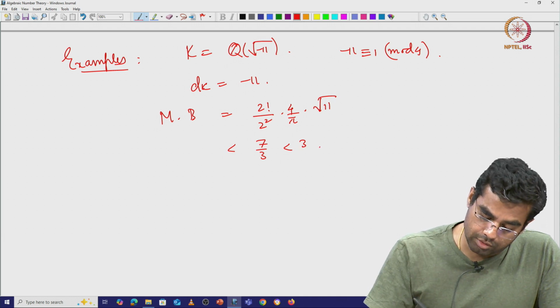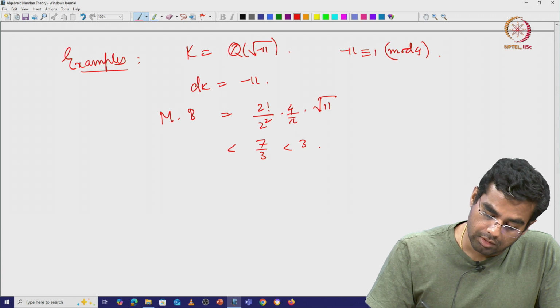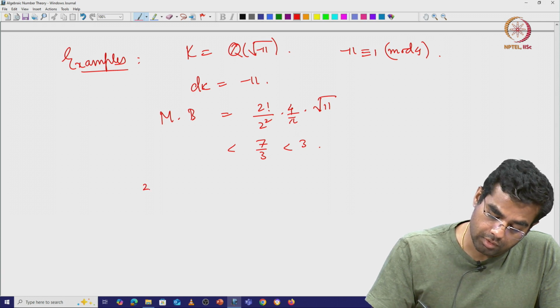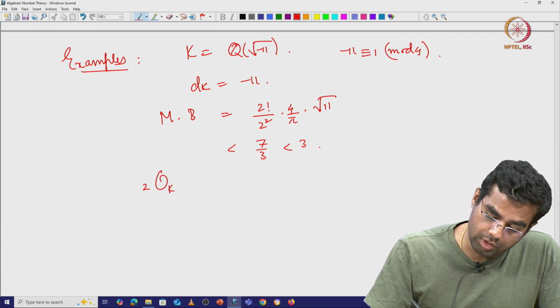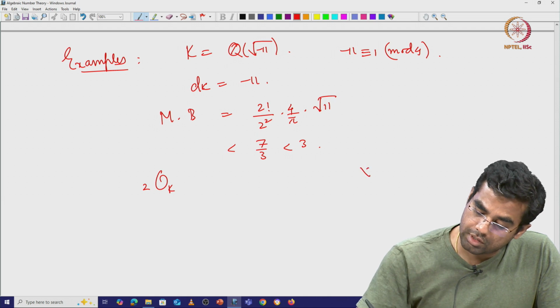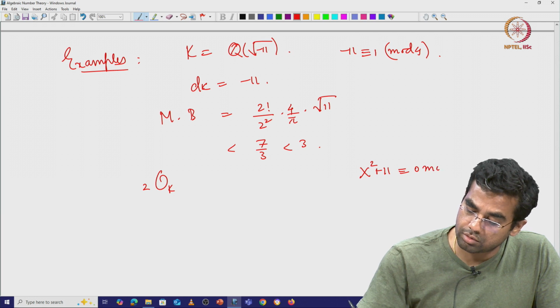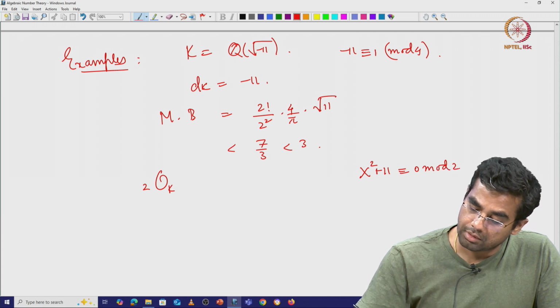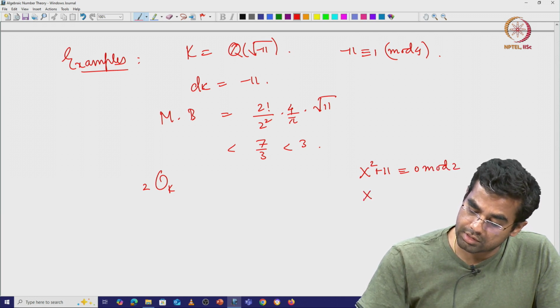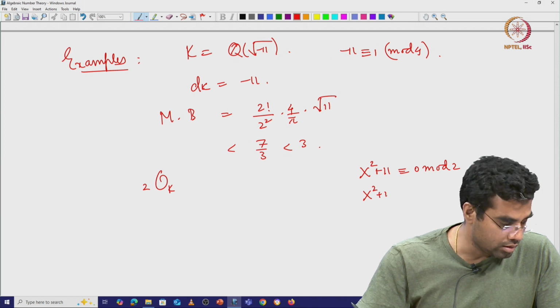So, all I need to do is to find what is O_K times 2, and so I just look at x square plus 11 congruent to 0 mod 2, right, and so this is same as x squared plus 1.